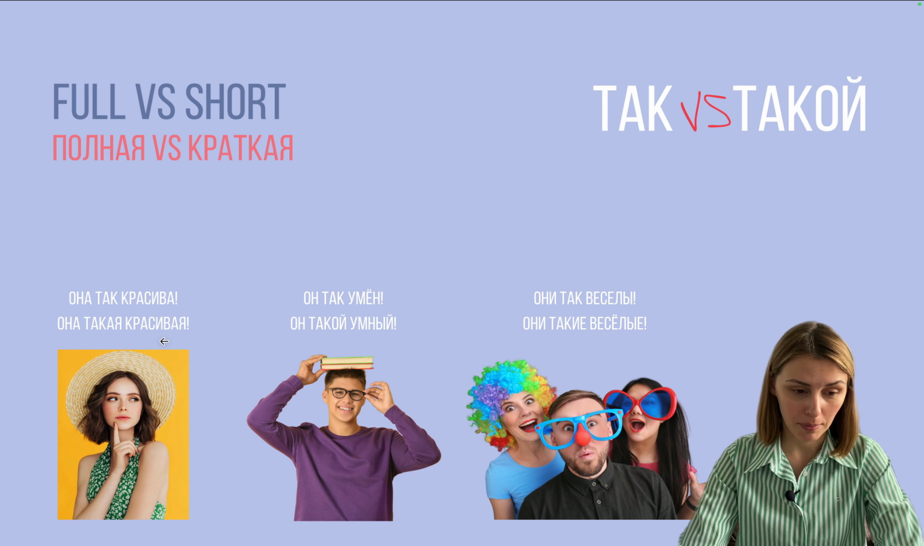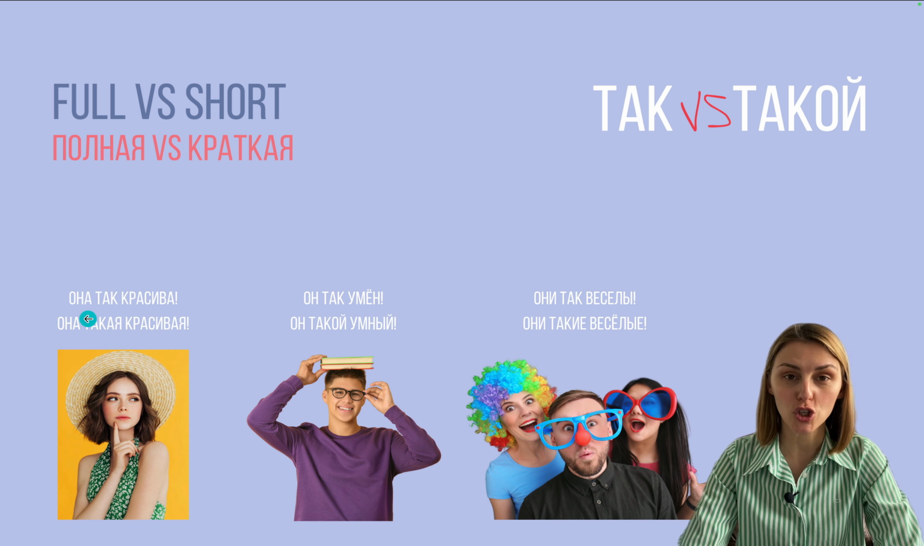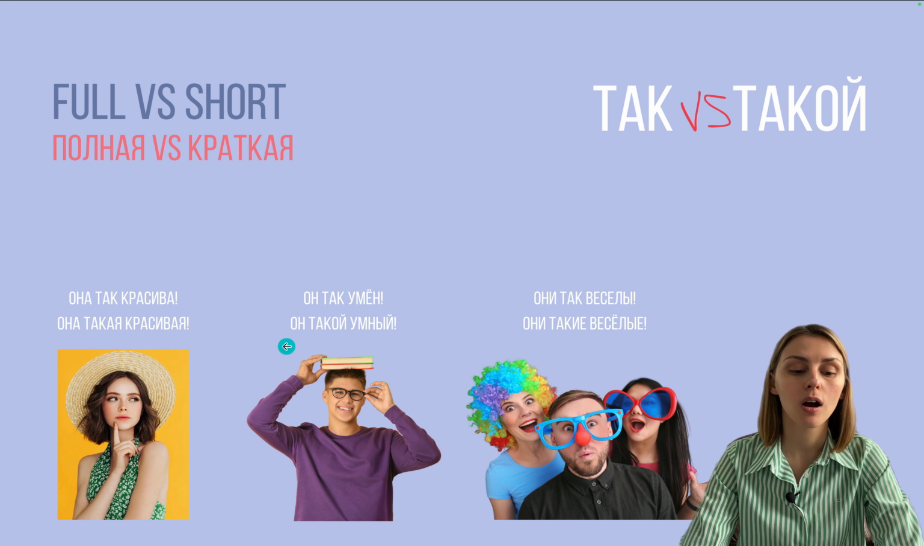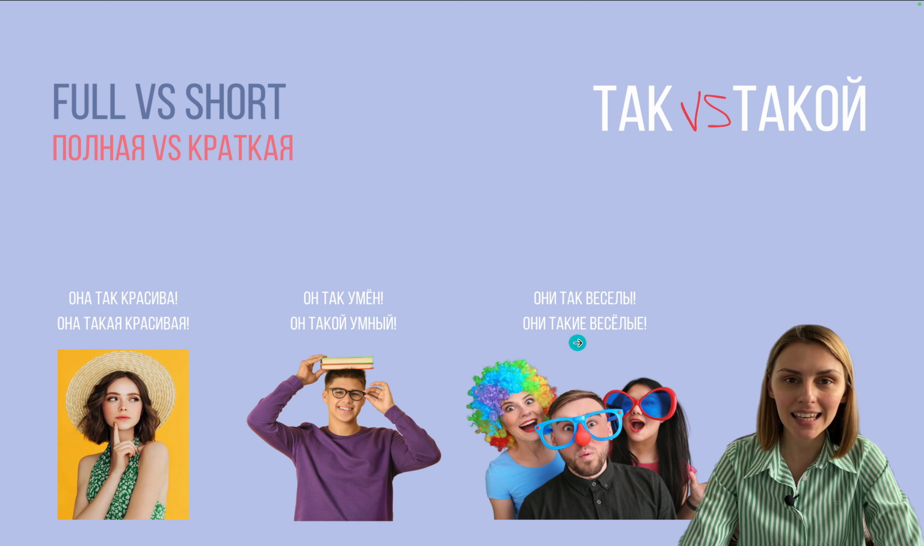Actually, it's easy to remember. If you look at these two words, так, такая: так is a short form, and with a short form, you use a short adjective. Another example. Он так умен. He is so smart. But он такой умный. Они так веселы. Они такие веселые. Again, short form, full form.